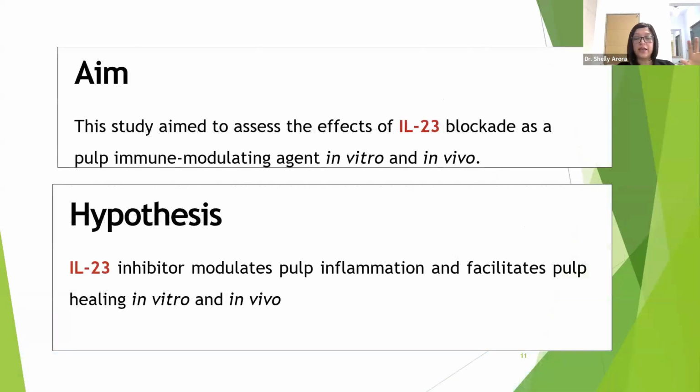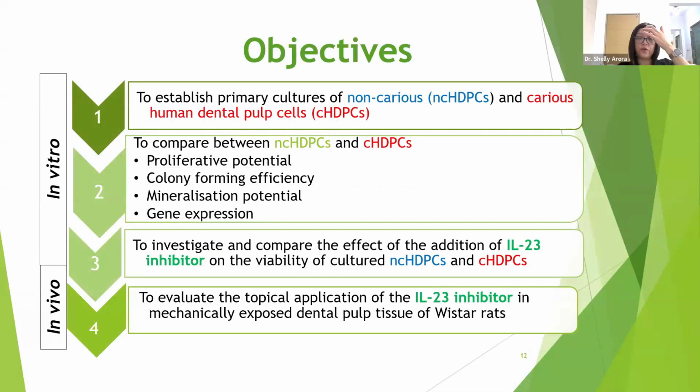The study aimed to assess the effect of interleukin 23 blockade, or interleukin 23 inhibitor, as a pulp immune modulating agent in vitro and in vivo. So the hypothesis of my research was that interleukin 23 inhibitor modulates pulp inflammation and facilitates pulp healing both in vitro and in vivo.